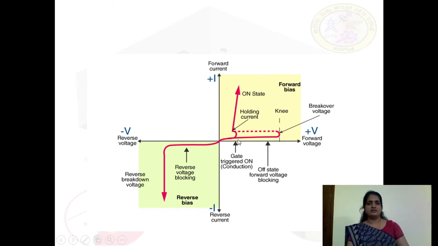This is gate triggered on. This will be the value when the gate is under, when the SCR is under conduction. And next, this is the off state forward voltage blocking. This will be under the forward blocking mode.